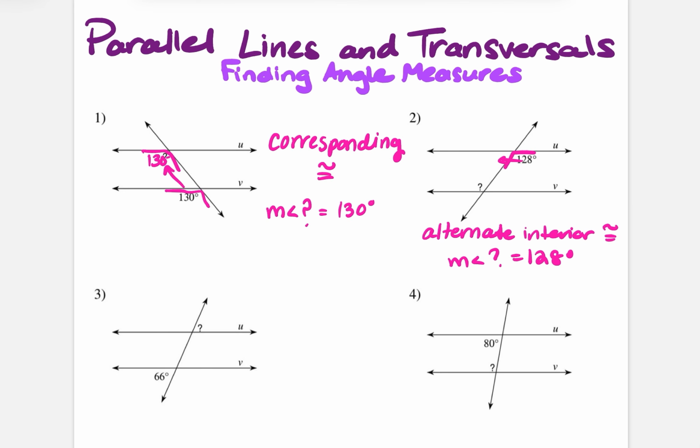And that could be a reflection and a translation, or it could be a rotation around. But either way, one angle, the 128, would sit right on top of that question mark. Those are going to be congruent angles.